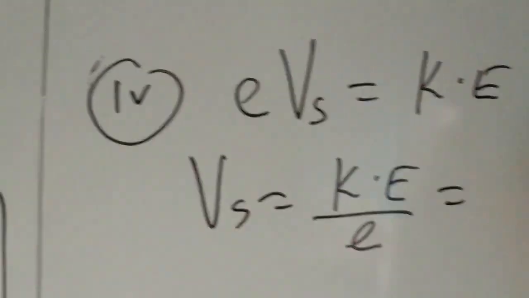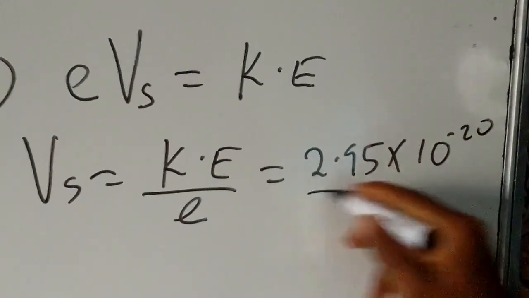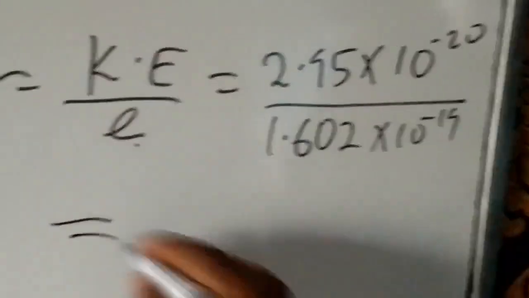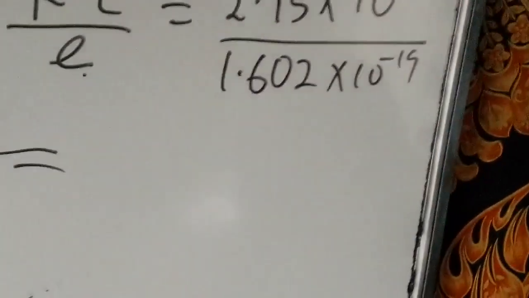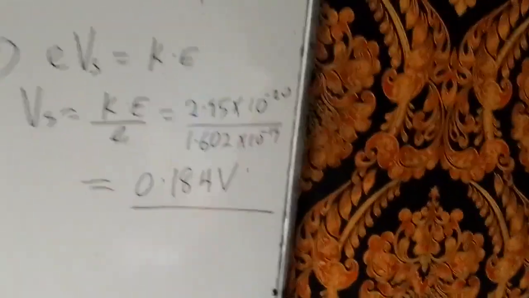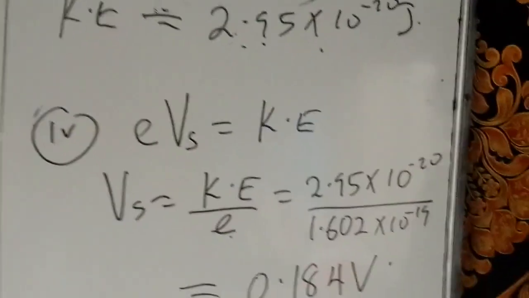So the kinetic energy of the electron is 2.95 times 10 to the power minus 20, which we have earlier calculated. The electron charge is the value you have there, 1.602 times 10 to the power minus 19. So when you divide this, what you're going to get is the stopping potential, 0.184 volts. That becomes our stopping potential. So with this, we have done justice to past questions, both JAM and WAEC questions and other examinations, on energy quantization and the photoelectric effect.